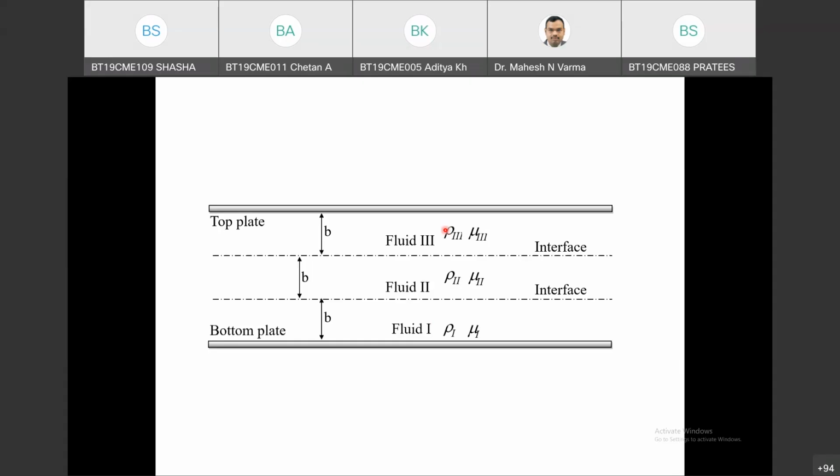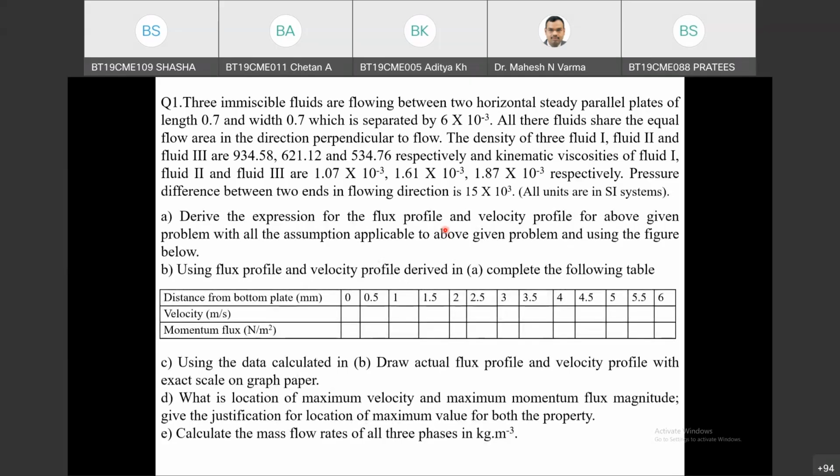But this was the problem given, with this given data. Now take out the given data and let me know if you can add some assumption to simplify the problem.